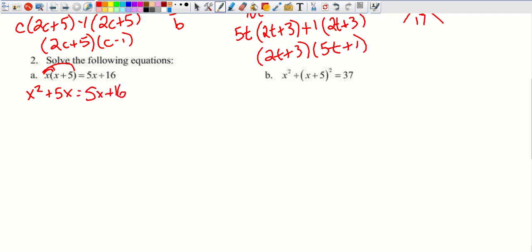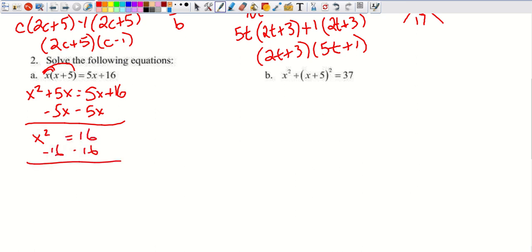Okay, the x squared is positive on the left, so we want to move everything over there. So we subtract the 5x from both sides. All right, so x squared equals 16. We'll move the 16 over as well, and we get x squared minus 16 is equal to 0.